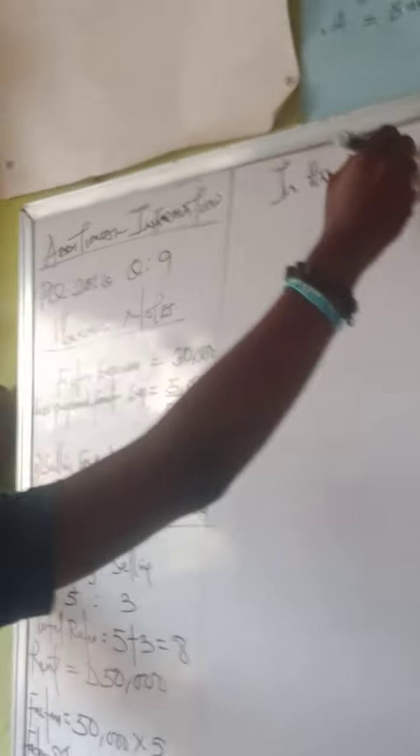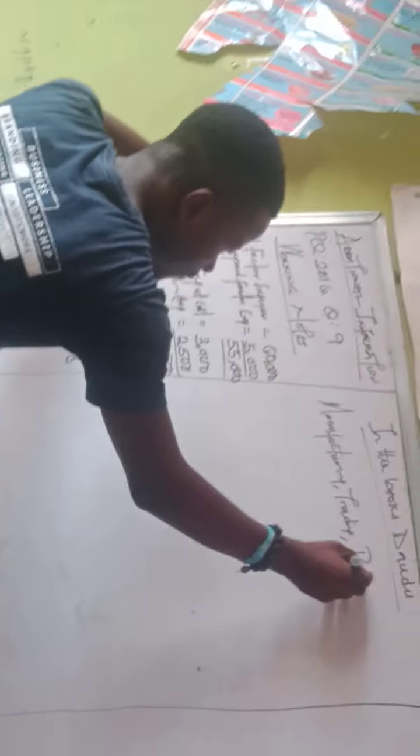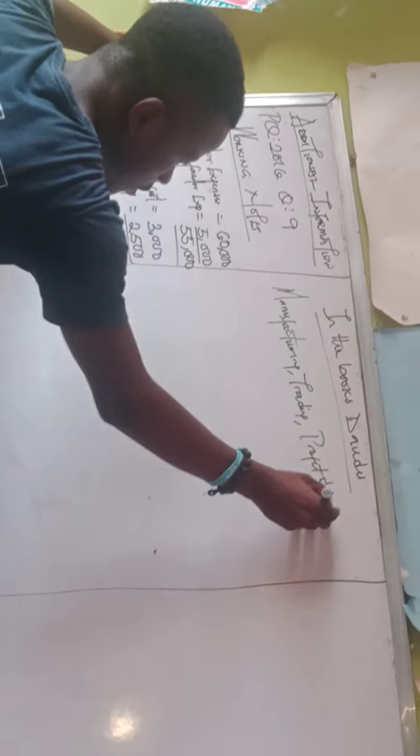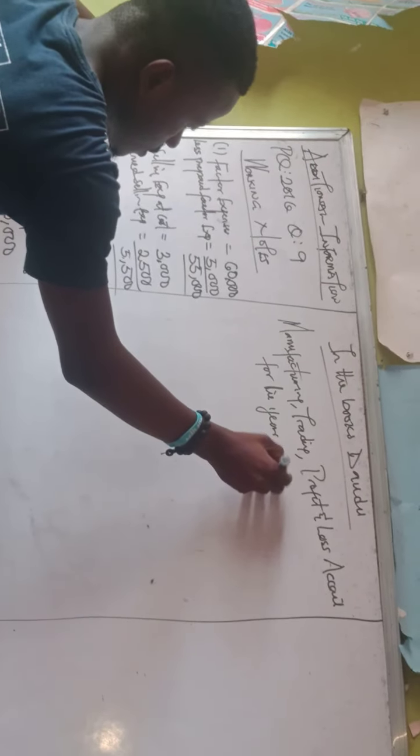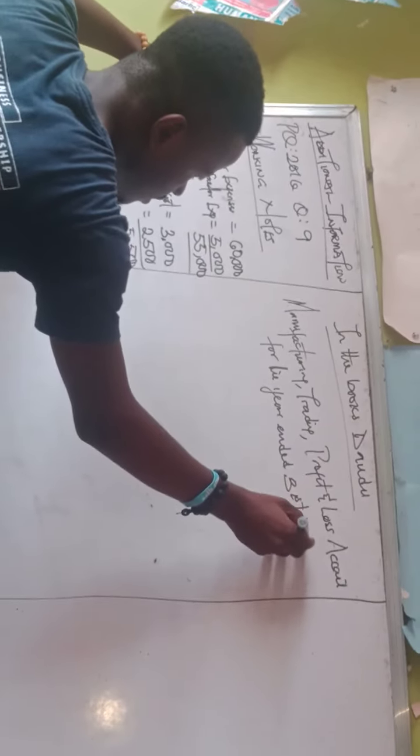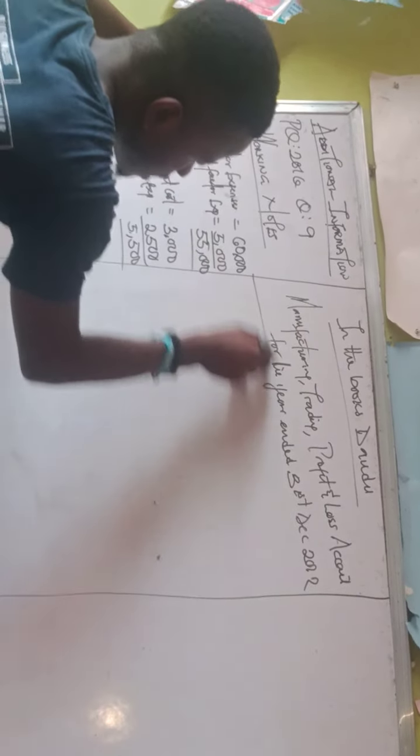Let's now prepare our manufacturing, sorry, the books of Daudu. Manufacturing, trading, profit and loss account for the year ended 1st December. Alright, so let's go on.